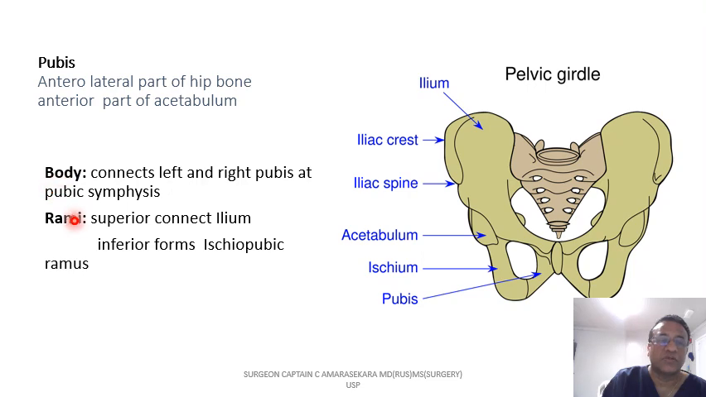So these are the important points for the pubis. It has a body and rami. Body connects the left and right pubis at the pubic symphysis, and the superior ramus connects with the ilium to make the SPR, and the inferior ramus connects with the ischium to make the ischiopubic ramus. So this is your obturator foramen.